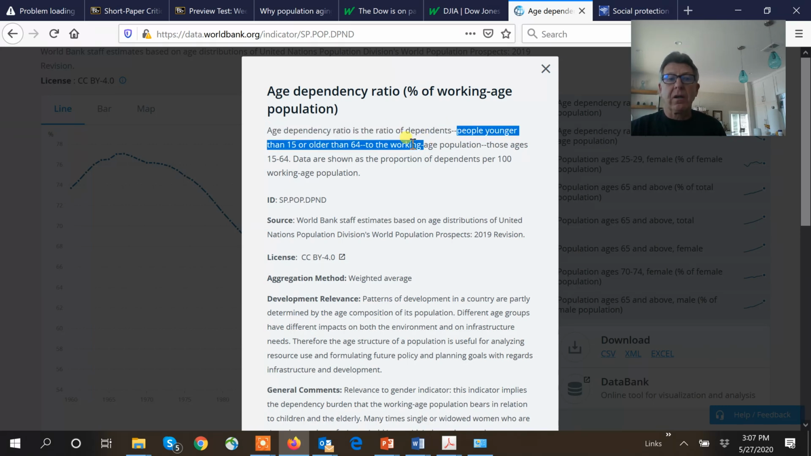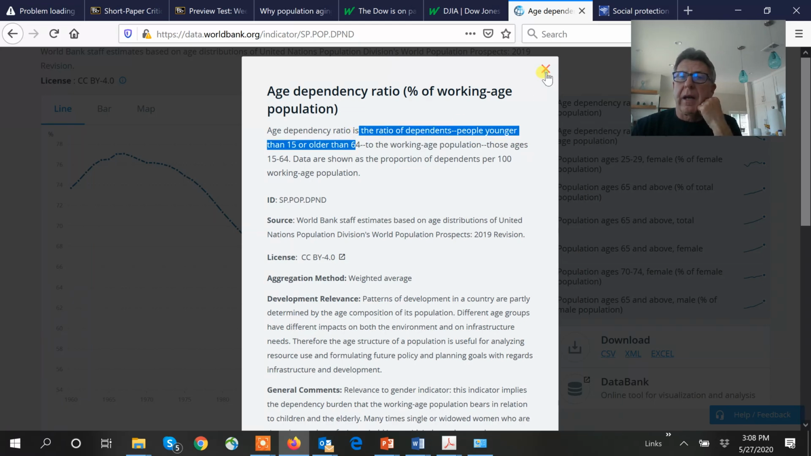That's people younger than 15 and older than 64. They're no longer contributing financially to the economy of the country. It's the ratio of that to the working age population. Those people are contributing to the economy, so you're paying taxes to fund these other people, or you're making salary to put food on the table for these people.